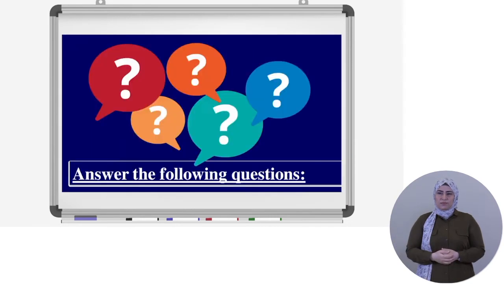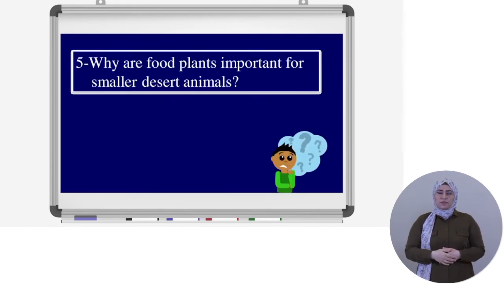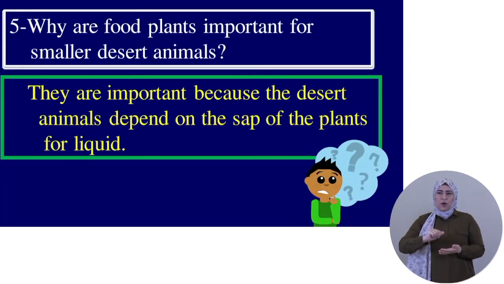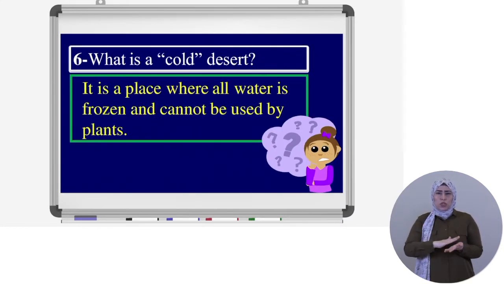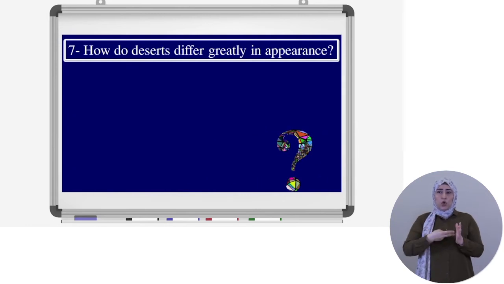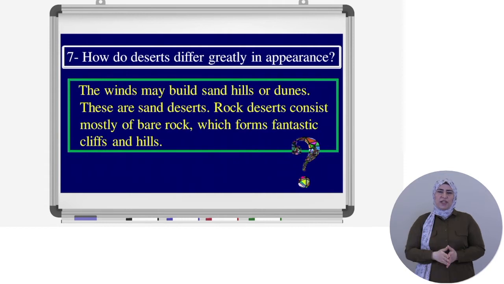Now we will answer the productive questions. Why are food plants important for smaller desert animals? You can find this in the last paragraph where it says, they're important because the desert animals depend on the sap of the plants for liquid. This is where they get the water from. Question number 6. What is a cold desert? It is a place where all water is frozen and cannot be used by plants. And how do deserts differ greatly in appearance? The winds may build sand hills or dunes, and rock deserts consist mostly of bare rock, and therefore it forms cliffs and hills.